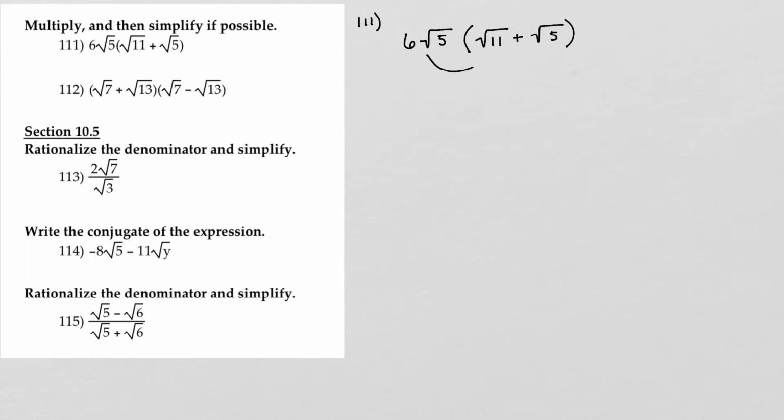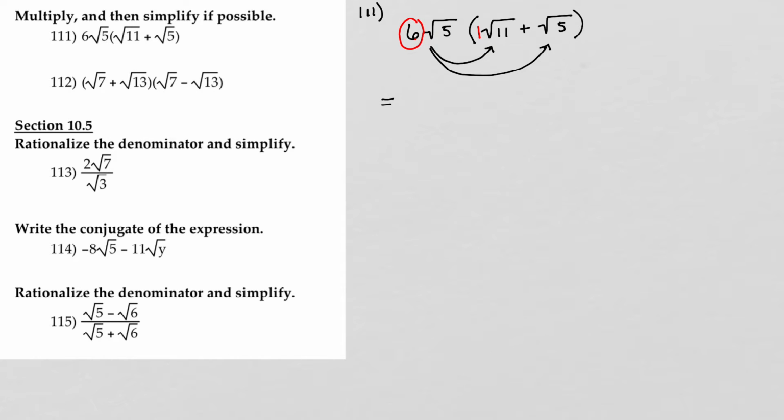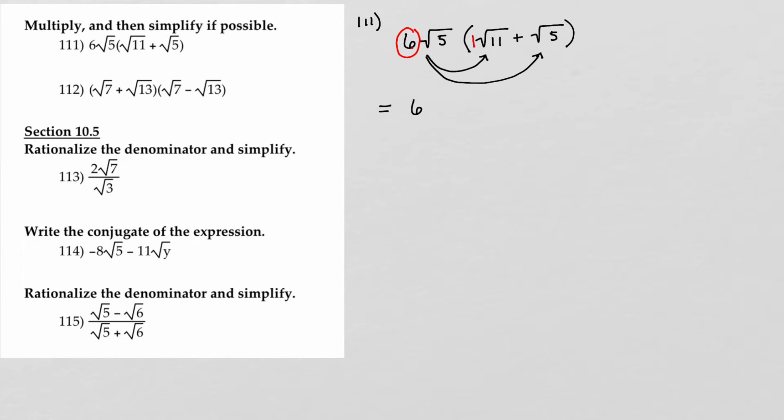So I'm going to multiply the 6 square root of 5 by each term inside the parentheses using the distributive property. And I multiply the outside numbers by the outside numbers. So I have a 6 in front of the square root of 5, and there's a 1 in front of the square root of 11. So the 6 and the 1 get multiplied together, and I get 6. And then I multiply the numbers under the radical together, and I have 5 times 11, and that stays under the radical, and that's the square root of 55.